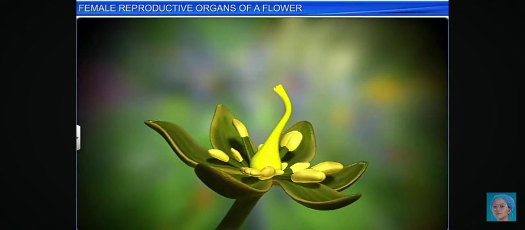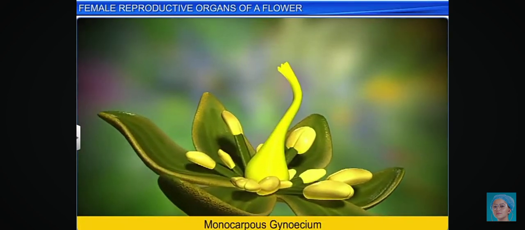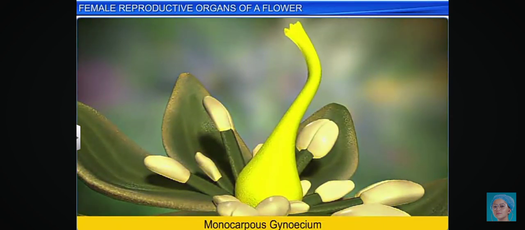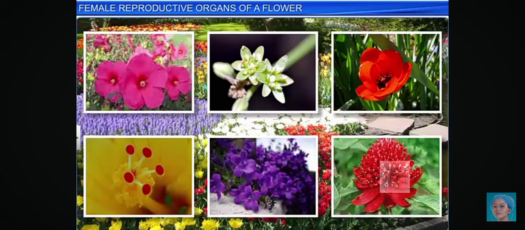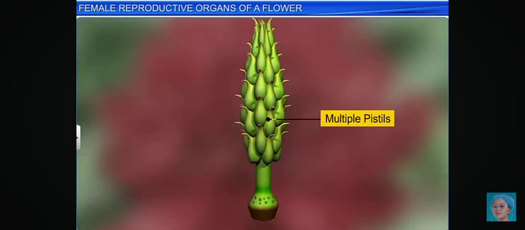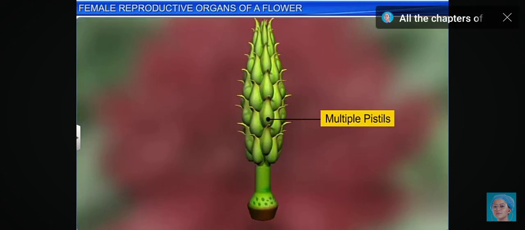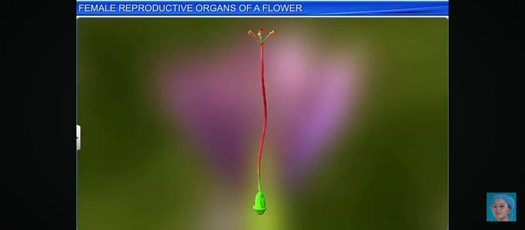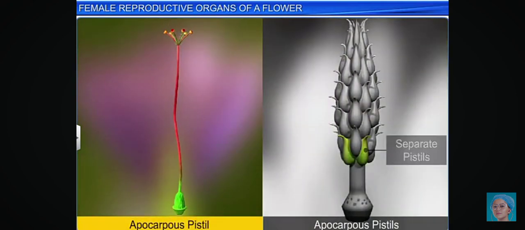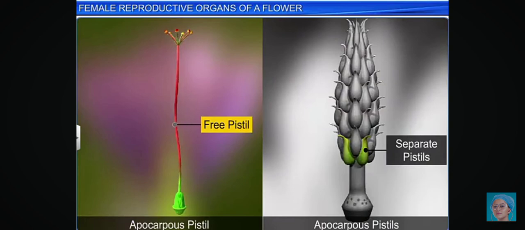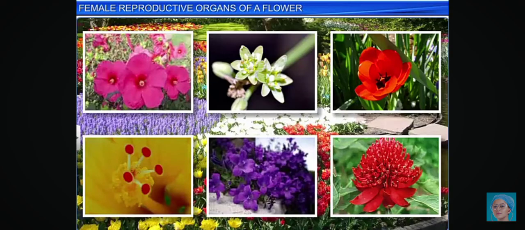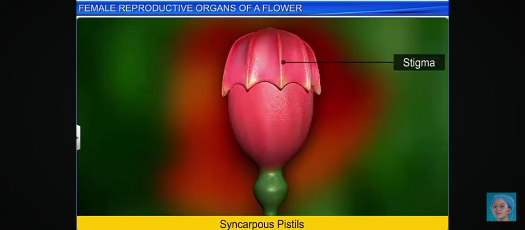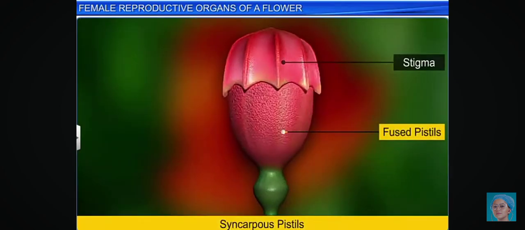For example, the gynoecium can be monocarpous, consisting of a single pistil or carpel. Or it may be multicarpous, in which case we see several pistils in a single flower. Moreover, a multicarpellary gynoecium may be apocarpous, that is, the pistils are free. Or syncarpous, where the pistils are fused.